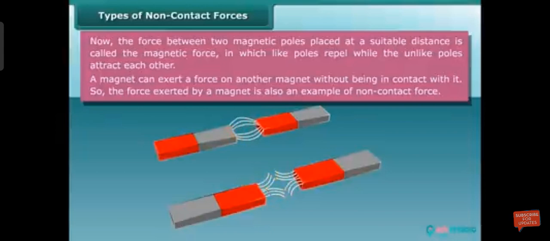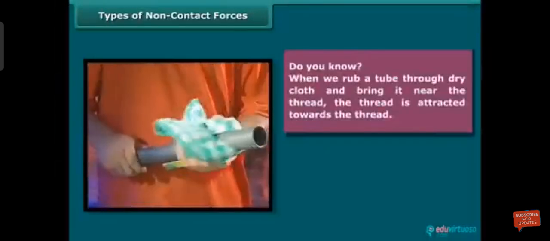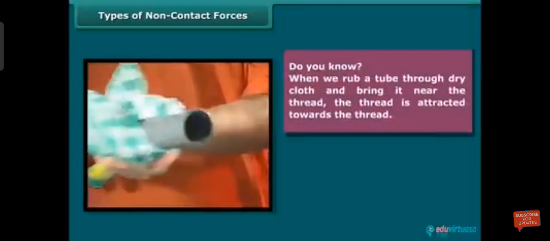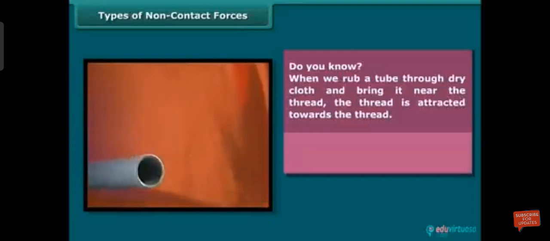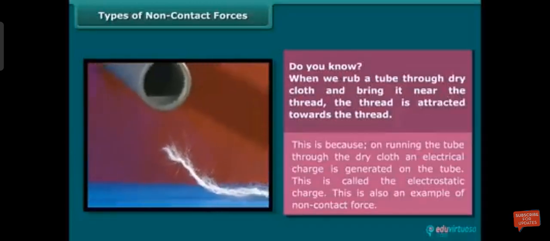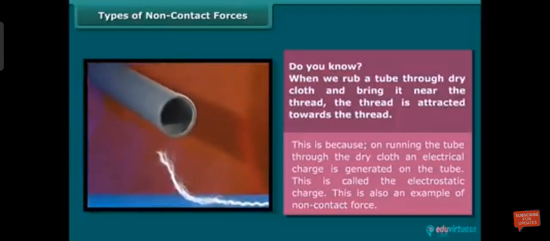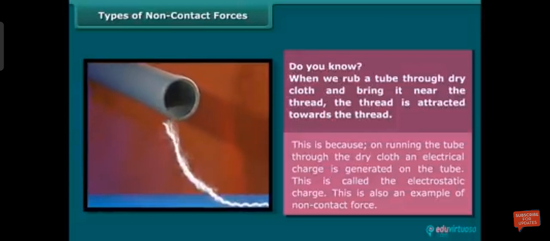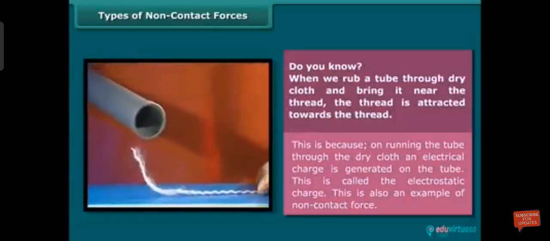So, the force exerted by a magnet is also an example of non-contact force. Do you know, when we rub a tube with a dry cloth and bring it near a thread, the thread is attracted towards the tube? This is because on rubbing the tube with the dry cloth, an electrical charge is generated on the tube. This is called the electrostatic charge. This is also an example of non-contact force.